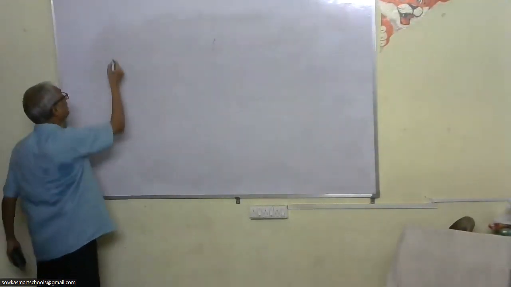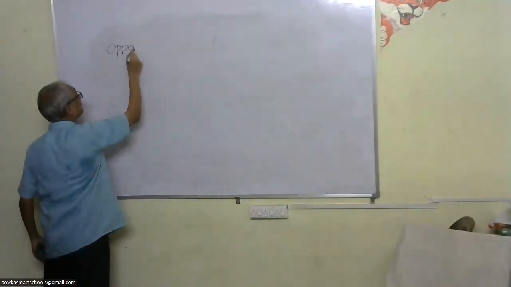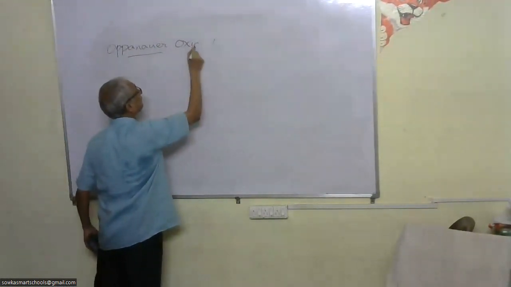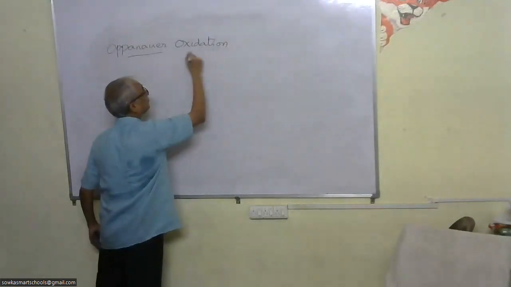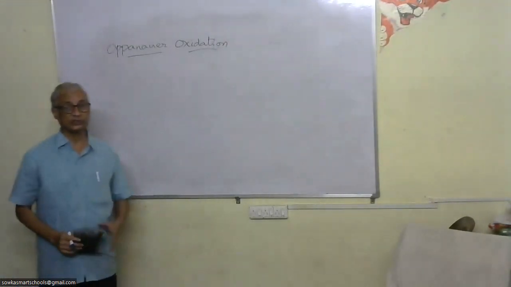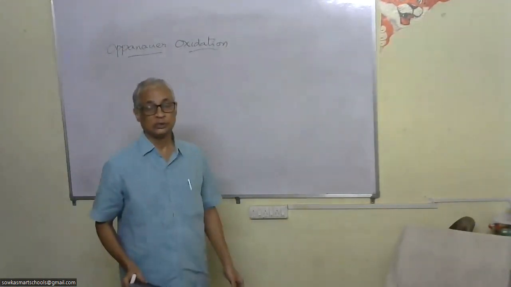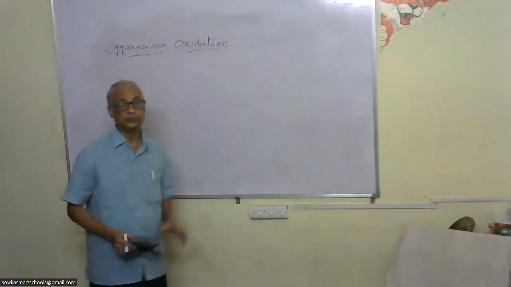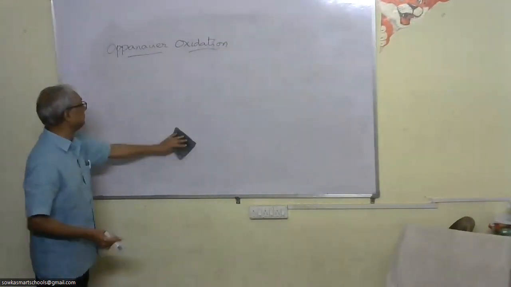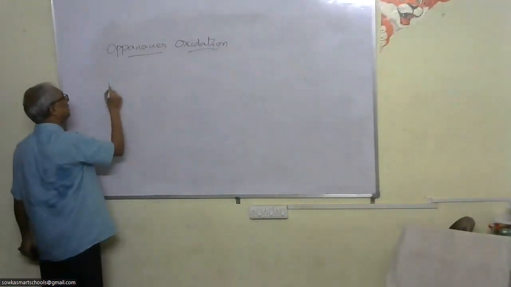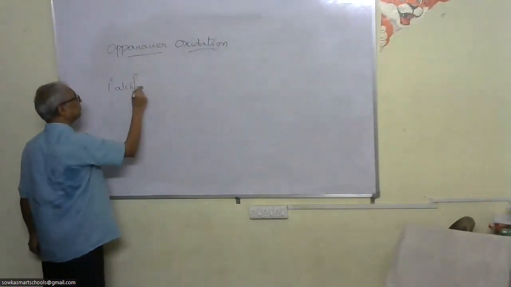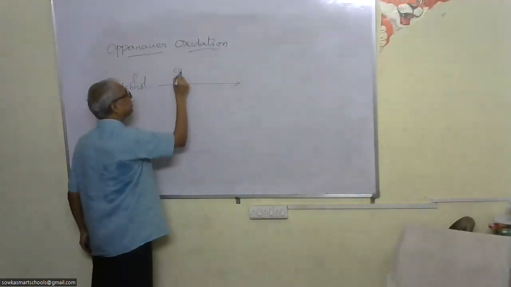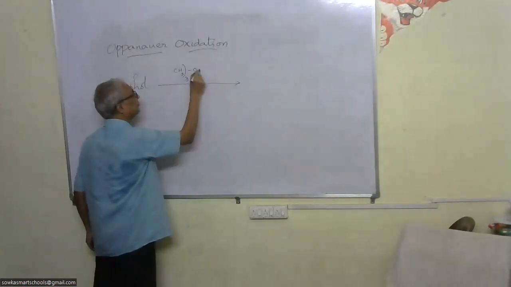The next one is Oppenauer oxidation. This is a named reaction, named after a scientist, Oppenauer. In organic chemistry, named reactions are very important. So one should remember such named reactions very carefully. In this also primary alcohol is treated with (CH3)3CO.